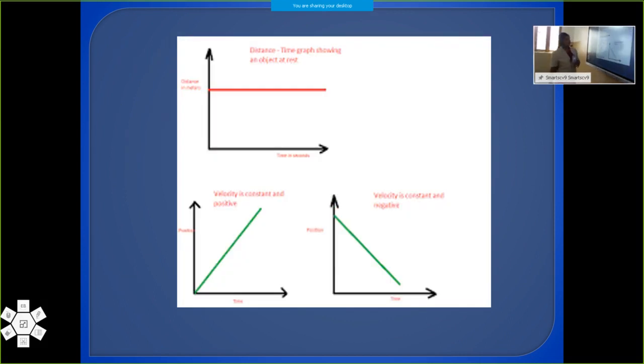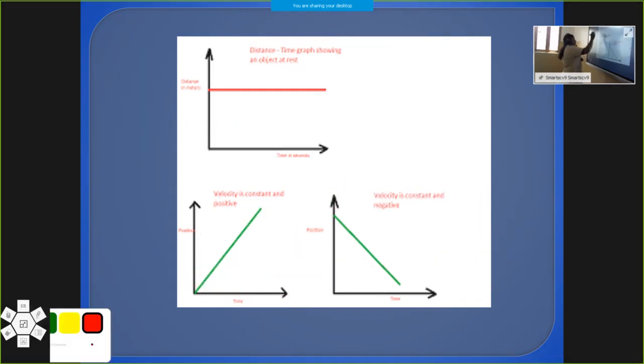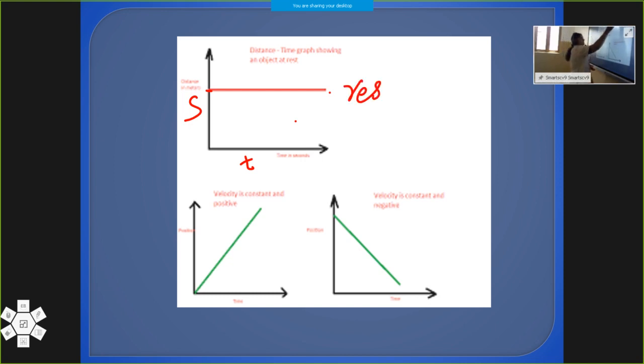Then here I have three different graphs. First graph, here it is distance and time, distance time graph. The shape of the graph, you can see it's a straight line parallel to the x-axis. What will be the state of that object? Is it in motion or rest? Yes, it is at rest.